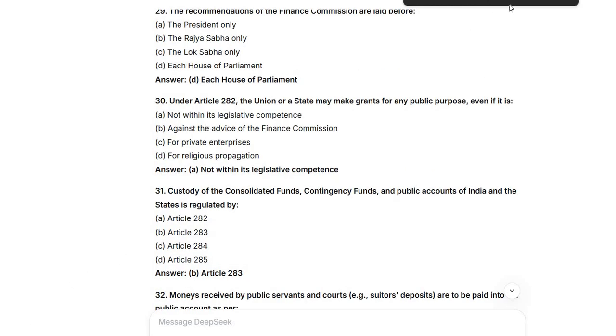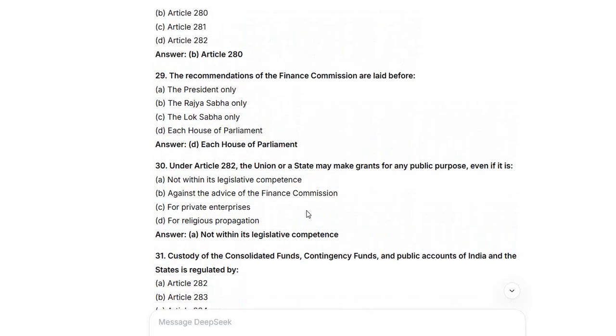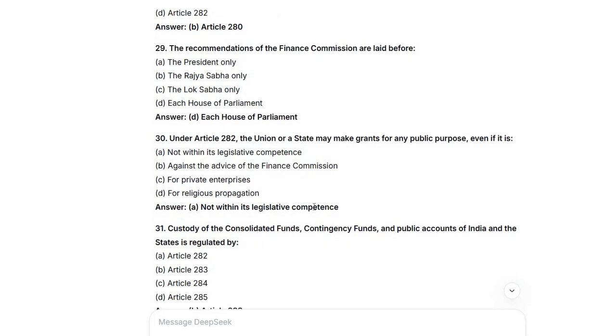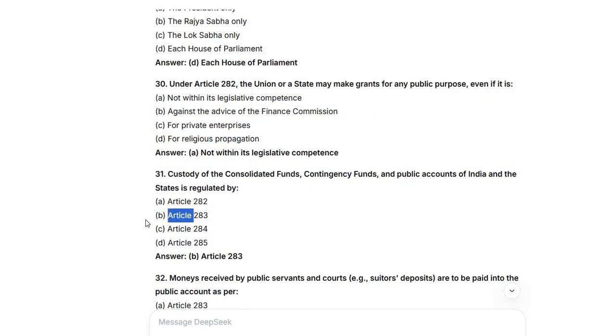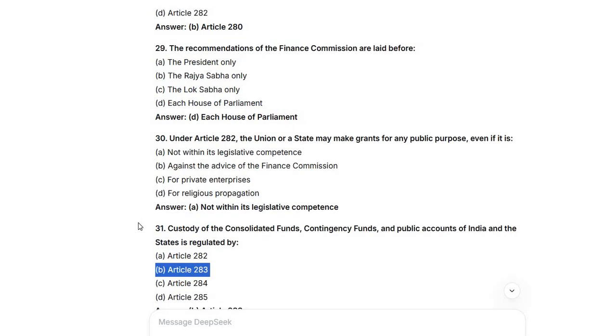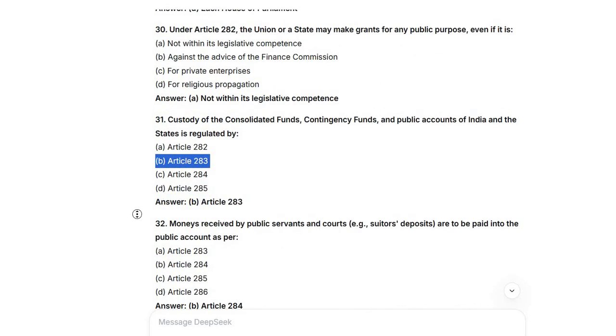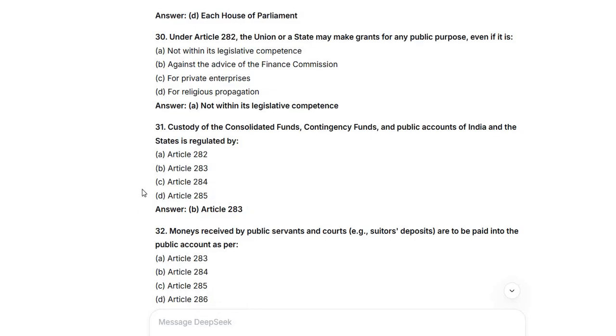30. Under Article 282, the Union or a state may make grants for any public purpose, even if it is not within its legislative competence. 31. Custody of the consolidated funds, contingency funds, and public accounts of India and the states is regulated by Article 283. 32. Monies received by public servants and courts, e.g. suitors' deposits, are to be paid into the public account as per Article 284.